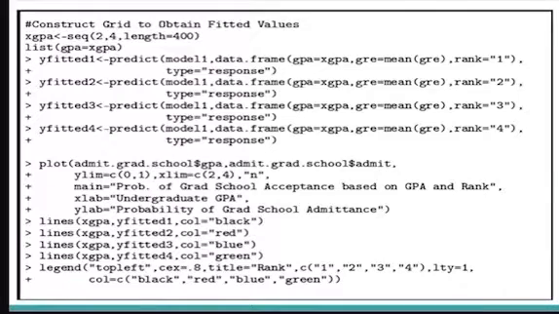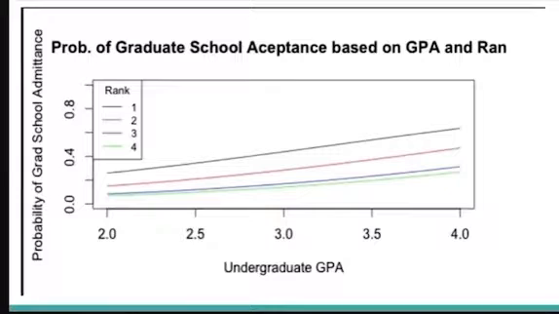How do I show that? In a plot. This is the code. You can try all that code, and this is it here. What am I doing here now? This is plotting the probability of graduate school admittance against the undergraduate GPA for different school ranks. You can see their intercept is not the same.